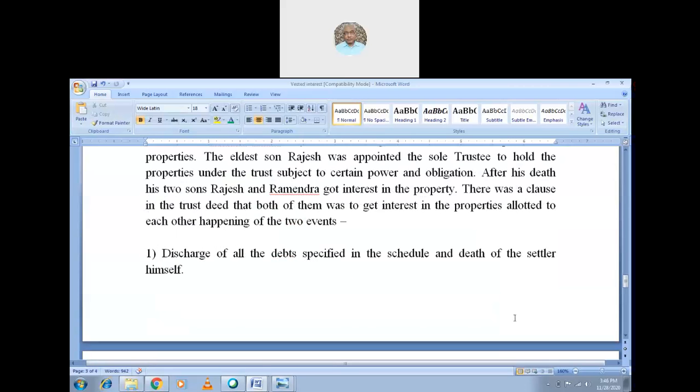What are the two things? Two events. Number one, discharge of all the debts specified in the schedule and death of the settler himself. That means the debts of the person who created the trust should be cleared. A settler is a person who creates the trust. So the settler's debts should all be cleared. That is one of the conditions.